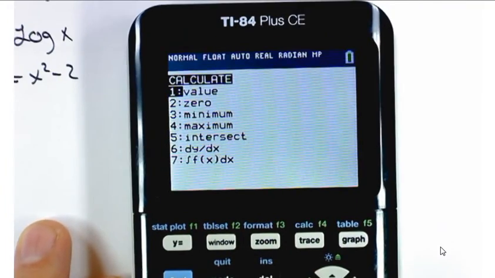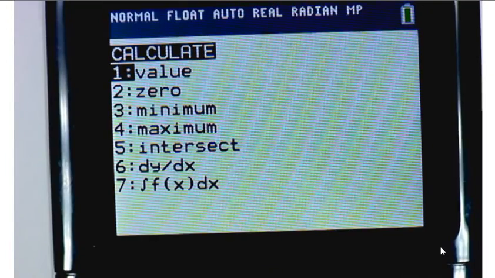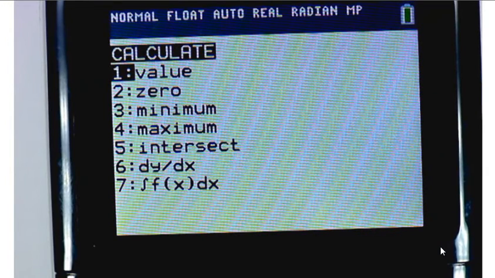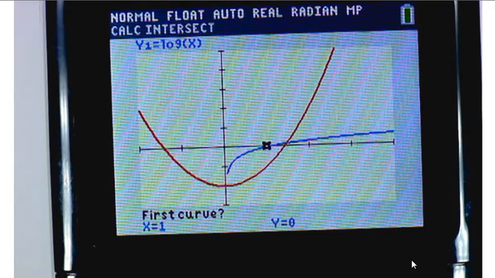And it should give you something like this. Does there look like something that might be helpful off this menu? Yeah, the fifth one down, intersect. So you can either cursor down and press enter, or just type the number 5. Now it's going to ask you for a point on one of your curves, kind of near your point of intersection. That looks like it's close enough.